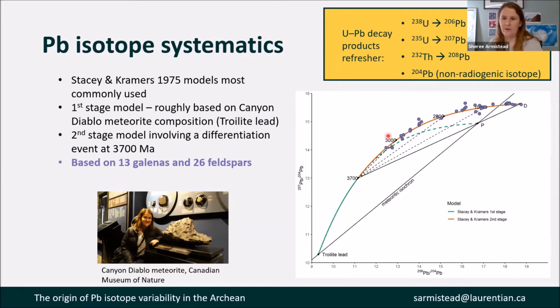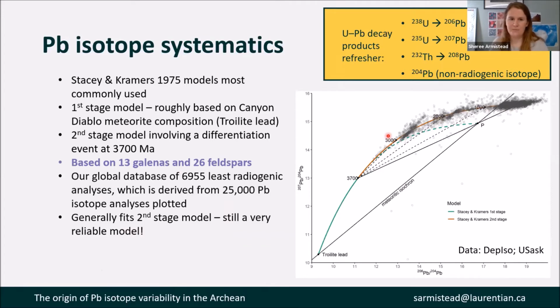Using our large database of lead isotopes, you can see this again plots really well along this line still. Our database is based on around 25,000 lead isotope analyses. Of these, we filter it down to just the least radiogenic analyses from each deposit, so there are about 7,000 of those. I just think it's pretty remarkable that a model that was developed almost 50 years ago is still really reliable for all the data that we have now. And that's why we continue to use it.